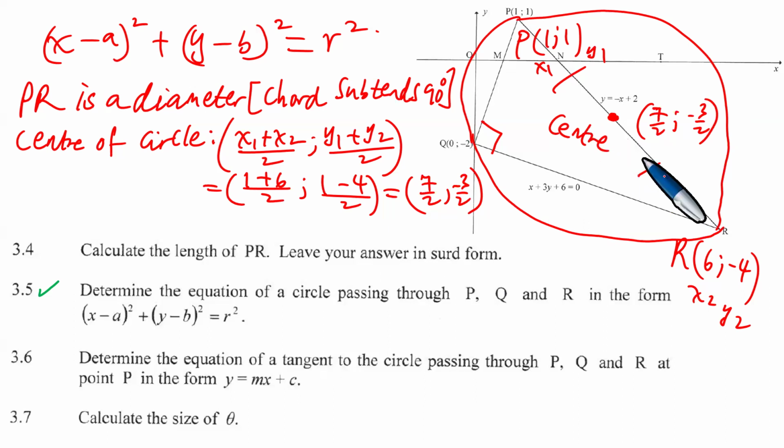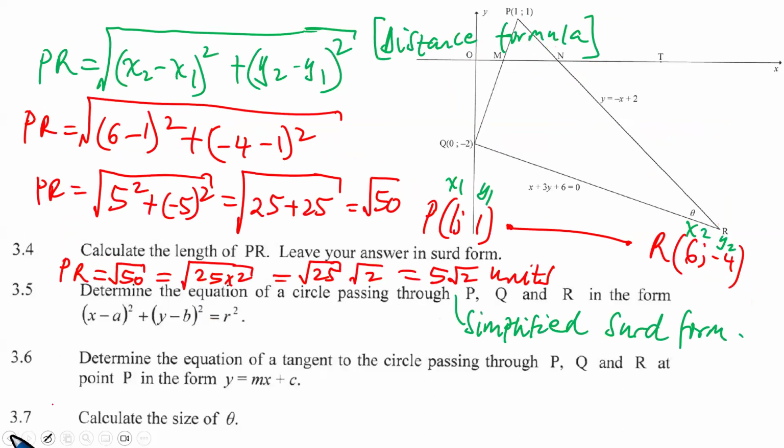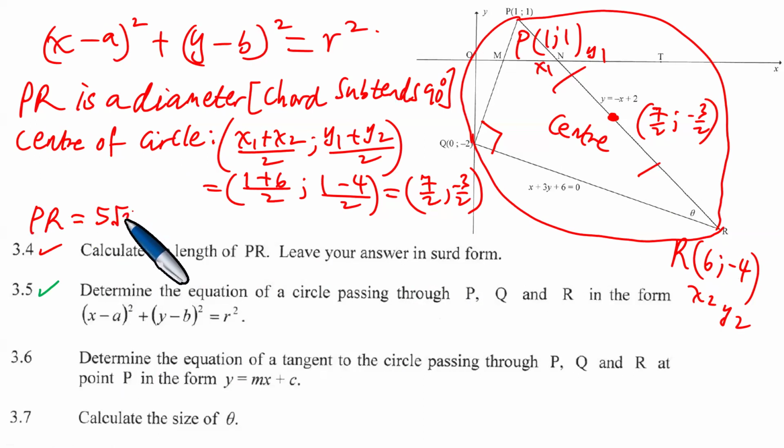If this is the center of the circle, we need to find the radius. We could find the distance between the center and the point R, or between the point P and the center. Alternatively, you can just find PR, which is the easiest one. Did you find PR? Yes. Awesome stuff. The examiner just wanted to give that to us. PR was found in the previous question, in simplified surd form, to be 5 square root of 2 units.